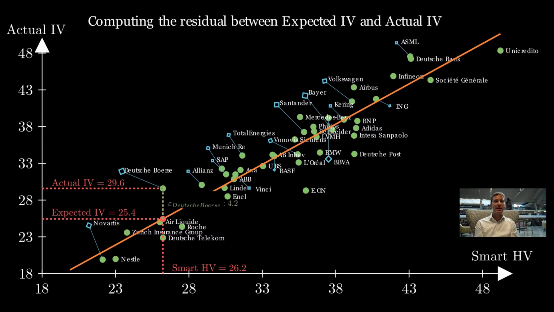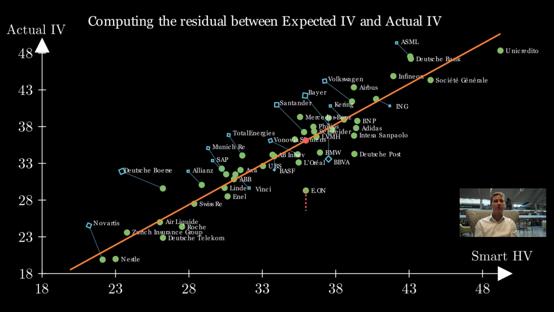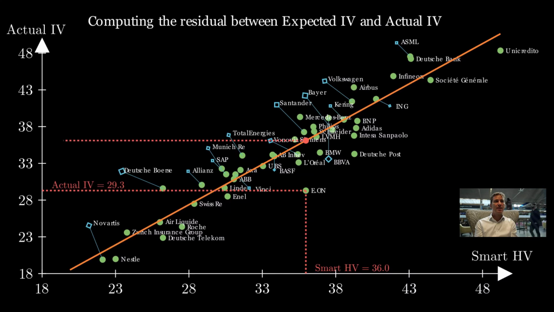Each stock's coordinate gives its smart HV and IV. The regression line gives the expected IV corresponding to the smart HV. This allows us to picture the epsilon of each stock as its vertical distance to the regression line.